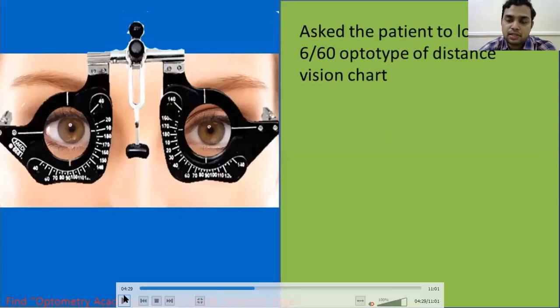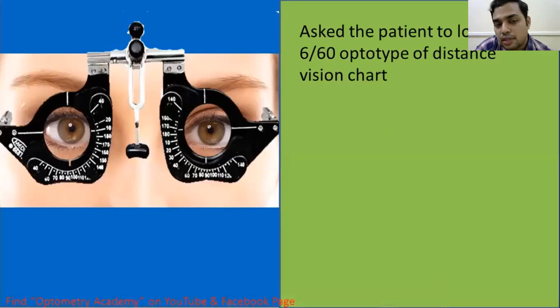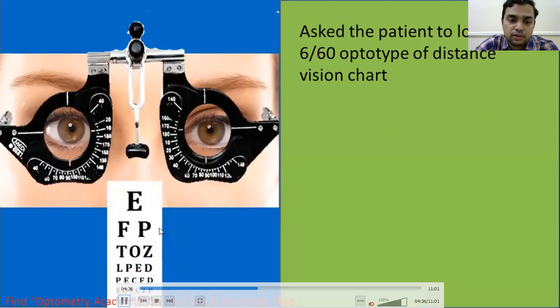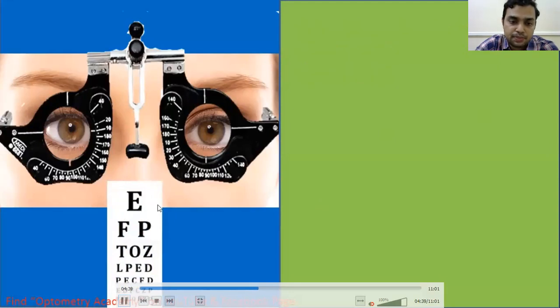So with the help of the distance vision chart, we should ask the patient to look at the first line, that is at the 6/60 point. We have to ask the patient to look at the distant point, that is at 6/60 distance in the vision chart. On the Snellen's chart, that E is the point where the 6/60 vision is present. We ask the patient to look at the first line, that is E, which is at the 6/60 distance level.